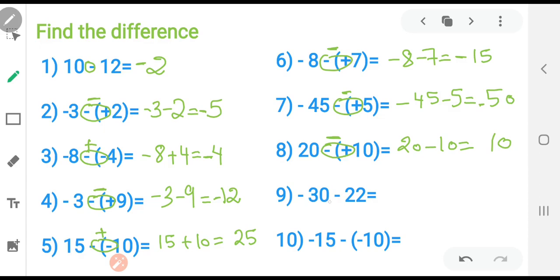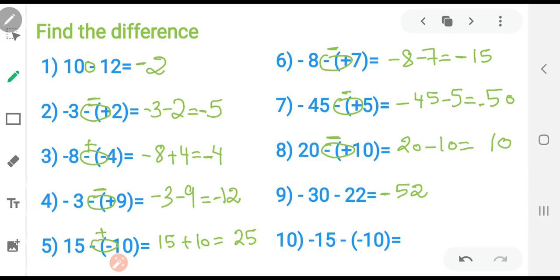Now I have minus 30 minus 22. There is nothing to change over here. I have two integers with the same sign, so I add, this will be a 52. What's that same sign? Negative, so negative 52.